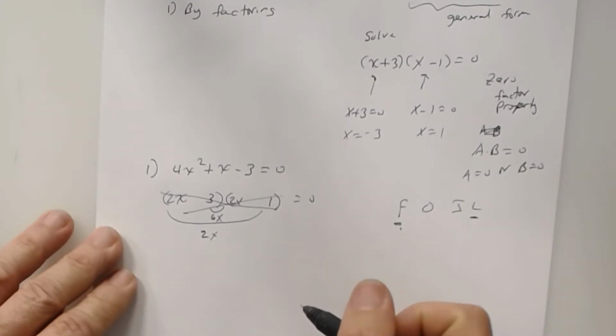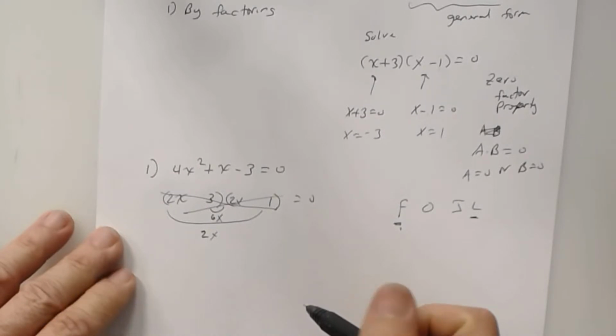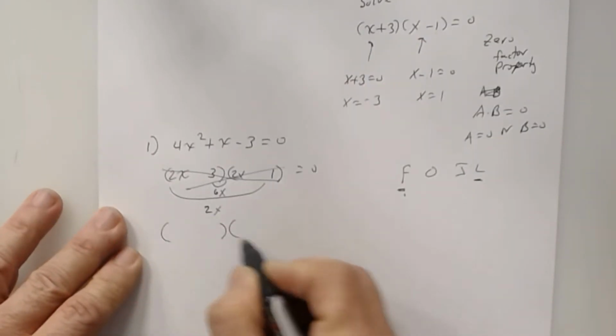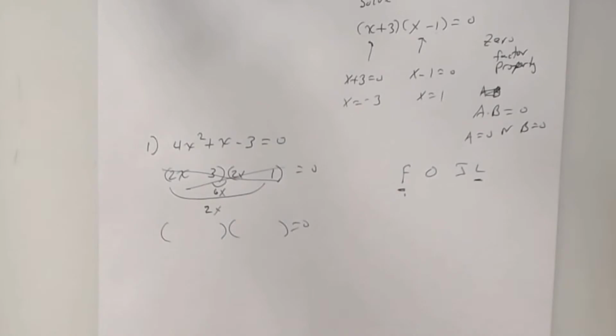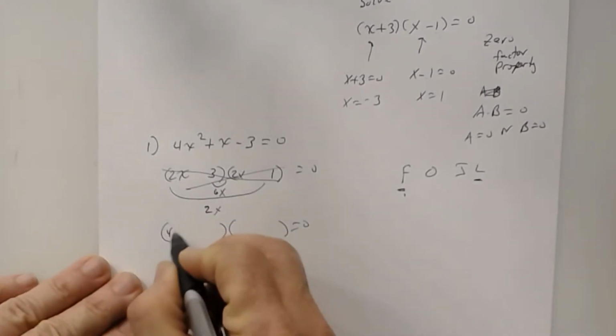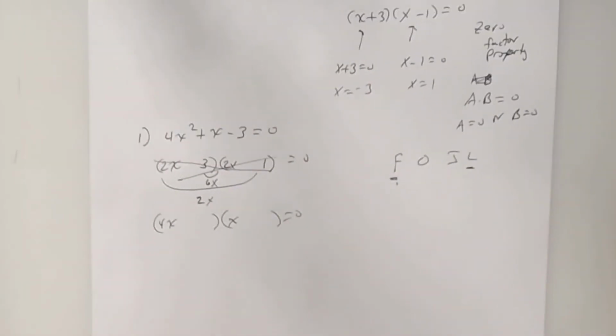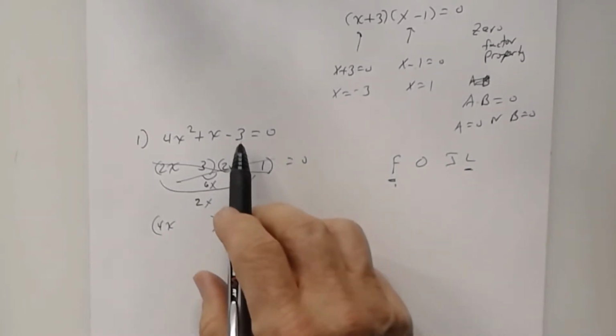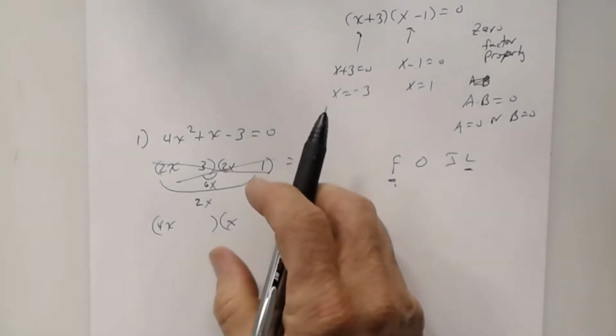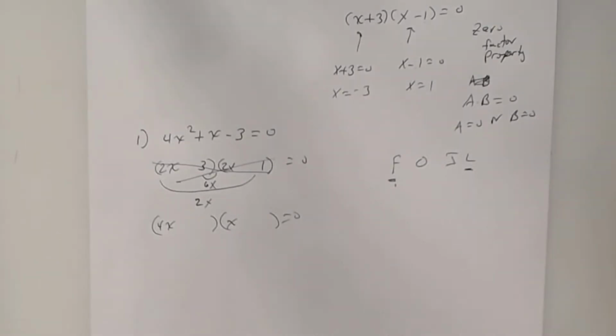What's going to work? 4x and x. All right, so let's try 4x and x. Remember, that's that trial and error we did last semester. So 4x, x. All right, now let's go to the last. I want the last to be -3. Forget about the negative for right now. Let's focus on the 3.